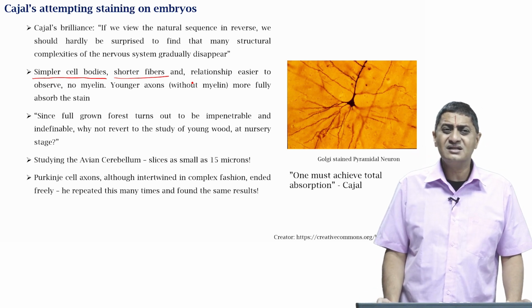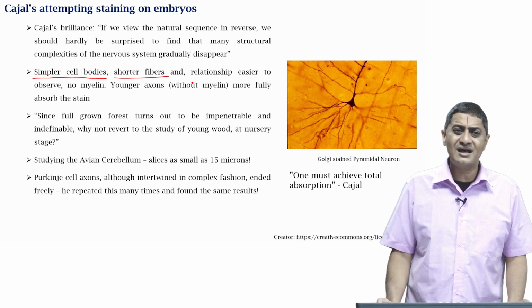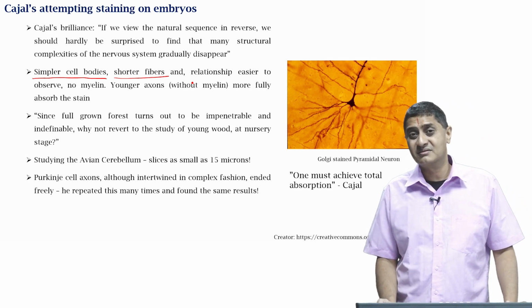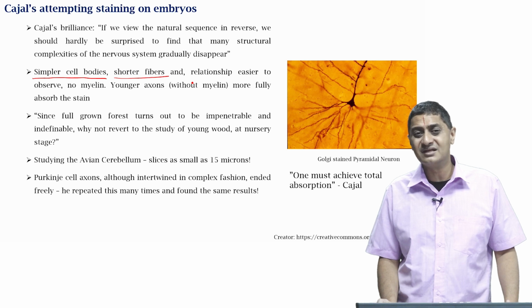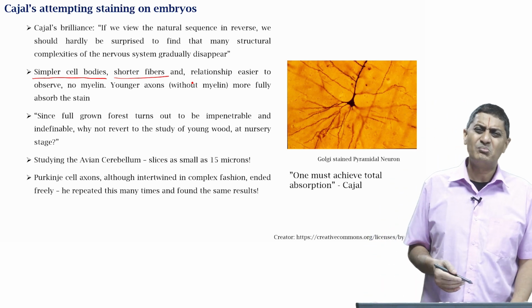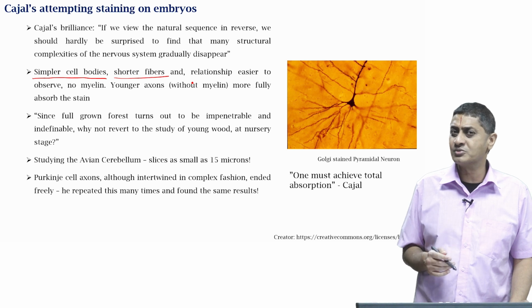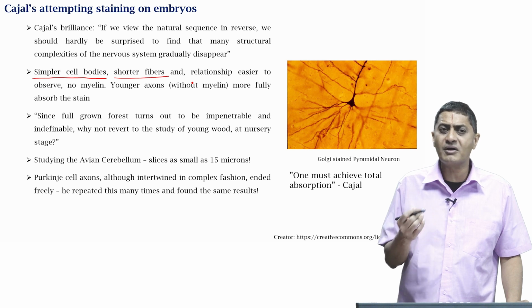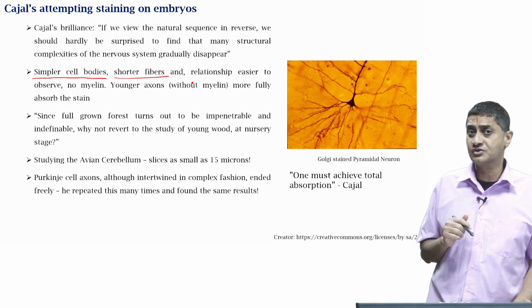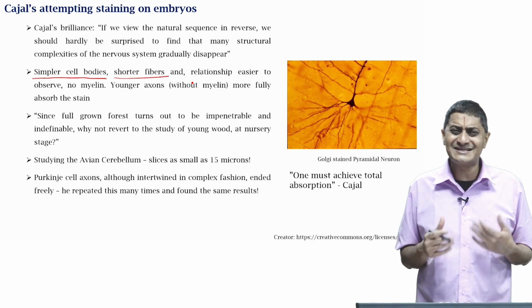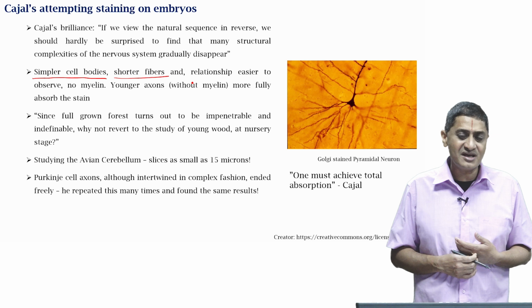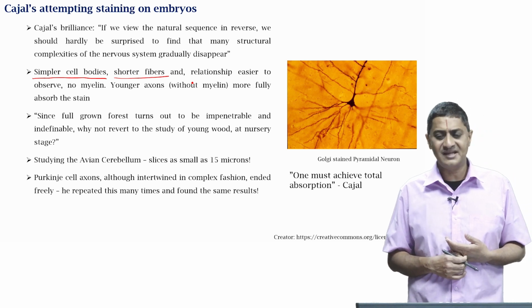So, when he studied the avian cerebellum and the Purkinje cell axons, what he observed was that these axons, although intertwined in a very complex fashion, actually ended freely. He repeated this test many times because he wanted to be 100% sure, because he was challenging the dominant theory, the dominant dogma of the day. So, he studied this with many samples, in different birds, in different settings, in different ages, and all that. He practically found the same result.